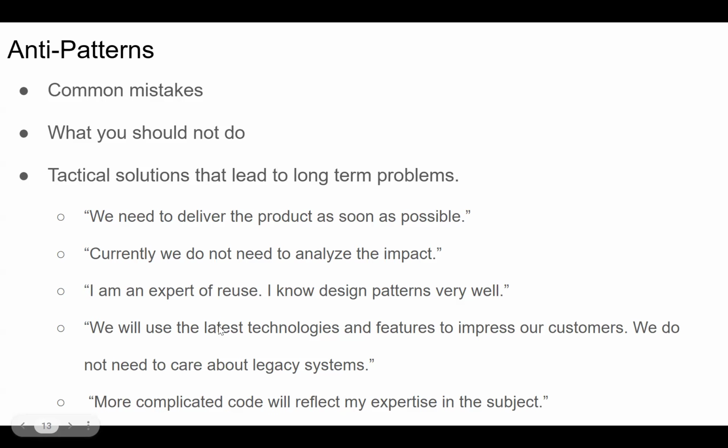No matter how long-term a solution can be given, there are financial obligations with your client. But when you are doing these tactical solutions, remember, do it with an understanding.